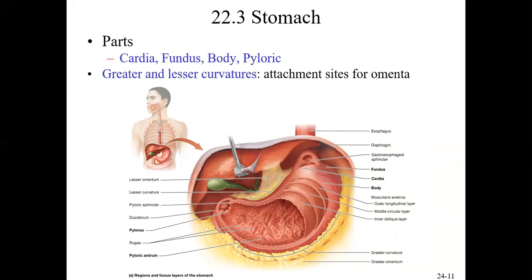There's also a curvature associated with it, and because you have a smaller curve here, this is referred to as a lesser curvature, and then you have a larger arch or curvature on this side of the stomach, and that's referred to as the greater curvature, and that's where you have several membranes or omenta attached. These membranes or connective tissue are going to suspend and kind of hold the stomach in place.